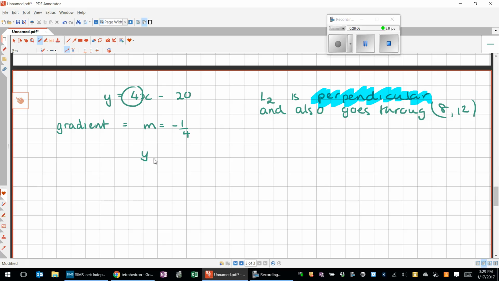So it's y minus 12 equals, this time, minus a quarter times x minus 8. So that's the difference, because it's perpendicular. So then we do y minus 12 equals minus a quarter x, and then minus times minus will be plus, a quarter of 8 is 2.